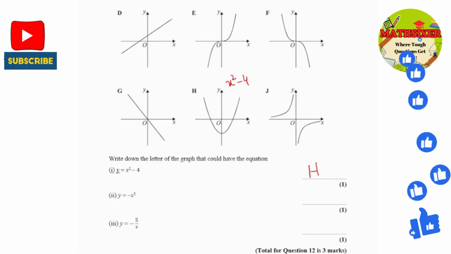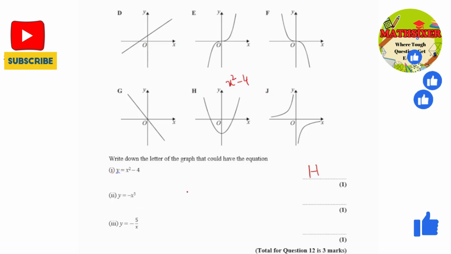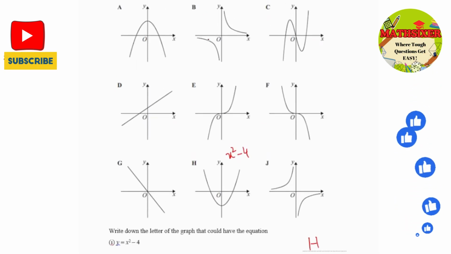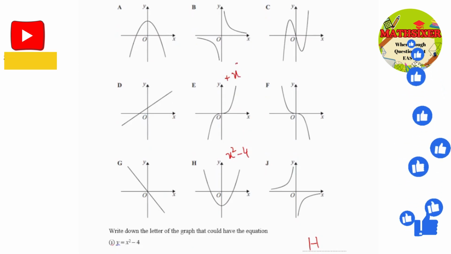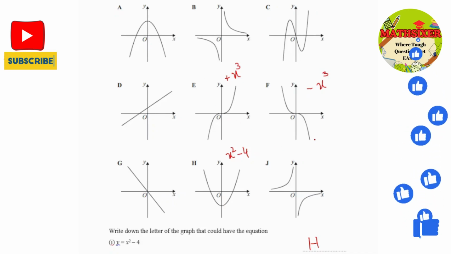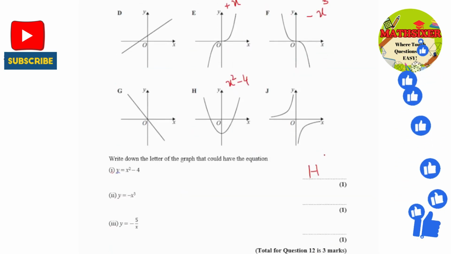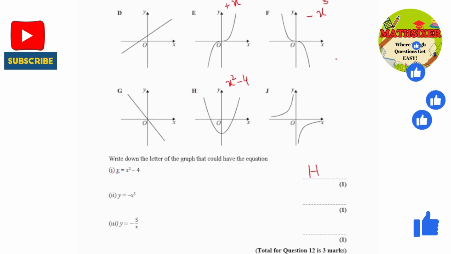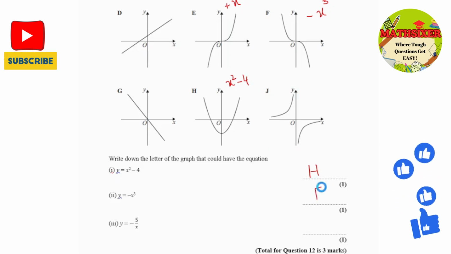And now the next one we have y equals minus x cubed. So this one is plus x cubed. This one is minus x cubed. Okay, and we're looking for minus x cubed. So minus x cubed with this one, y equals minus x cubed. So we're going to use the letter f here.